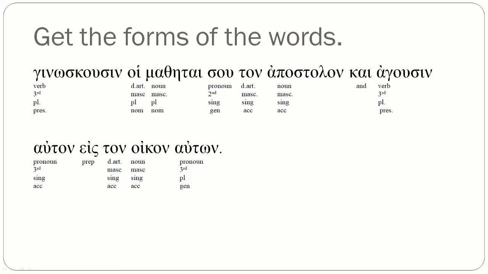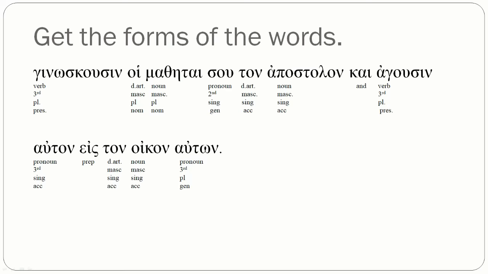Genoskusin is a verb. Look at the ending there. It is a third person plural ending, and the stem is unchanged. It is from genosko, therefore it is present. Okay. Verb, third person plural, present tense. Hoi is a definite article found in chapter 5, and the gender is masculine, it is plural, and the case is nominative.